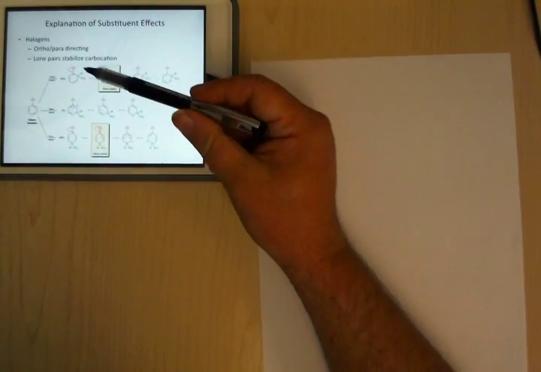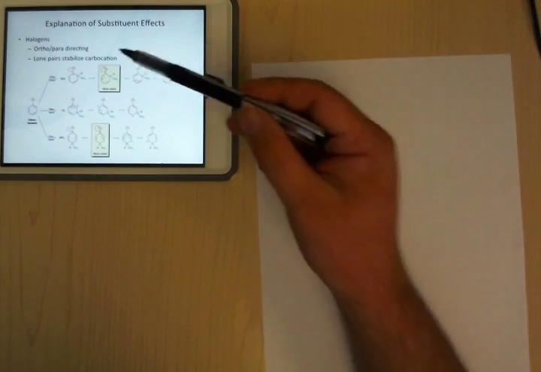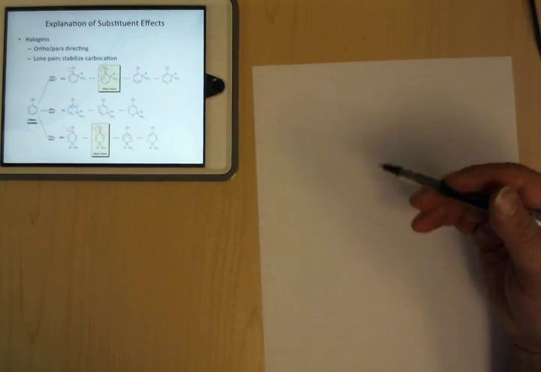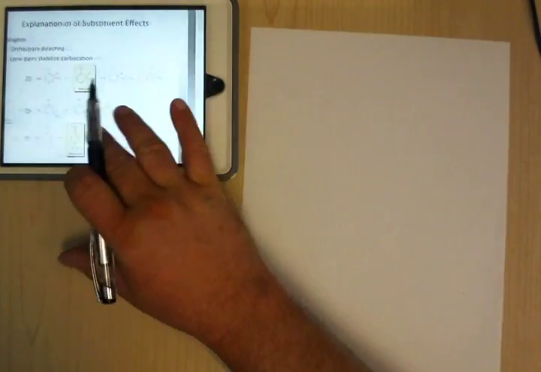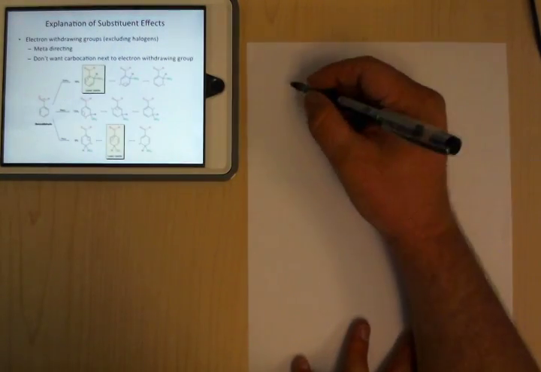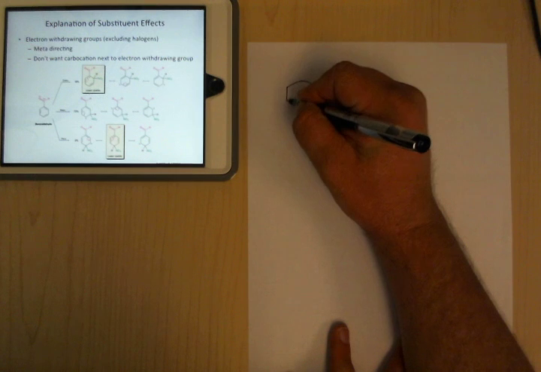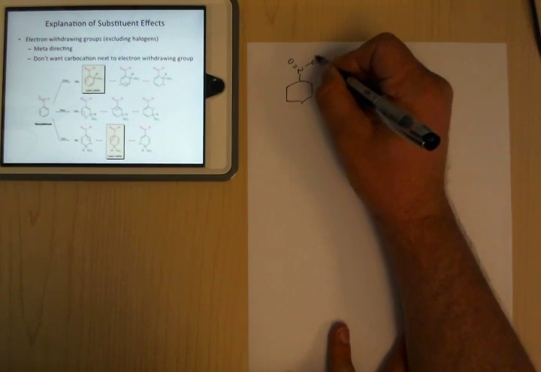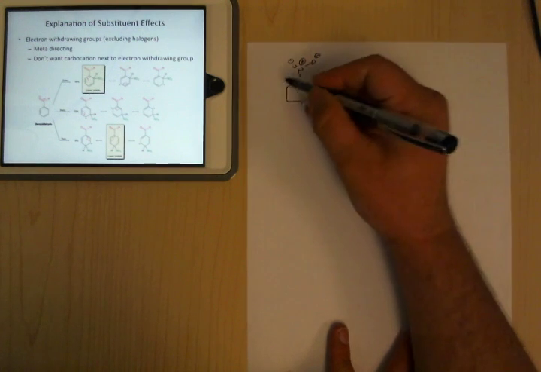Halogens, again, it's the same deal, right? You have a set of lone pairs there that they can help with. Now, they're not going to be happy about it, but they can do it. Okay. Now, for electron withdrawing groups, the easiest one to see is a nitro group, because the way that you can draw this out is negative, positive, like that.